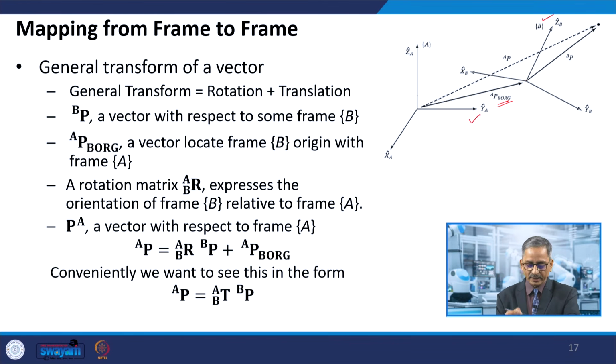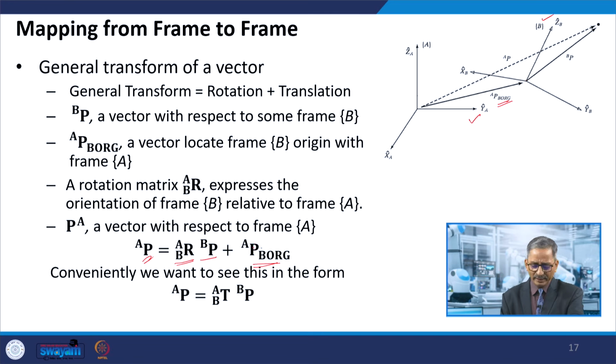So, this is how it is done. In order to make frame B parallel to frame A, we do the multiplication over here, that is R B to A. Then we add up this P B origin with respect to A, and this gives us P A. That is the description of point P with respect to frame A.